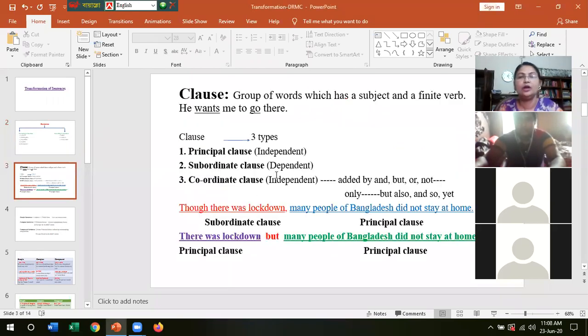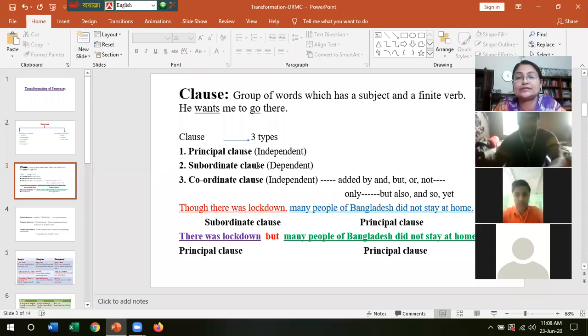Next slide. But before talking about simple, complex, compound, I would like to tell you about the clause, because without the clause, we won't be able to understand what is simple, what is complex, and what is compound. Now let us discuss what a clause is. A clause is a group of words which has a subject and a finite verb.